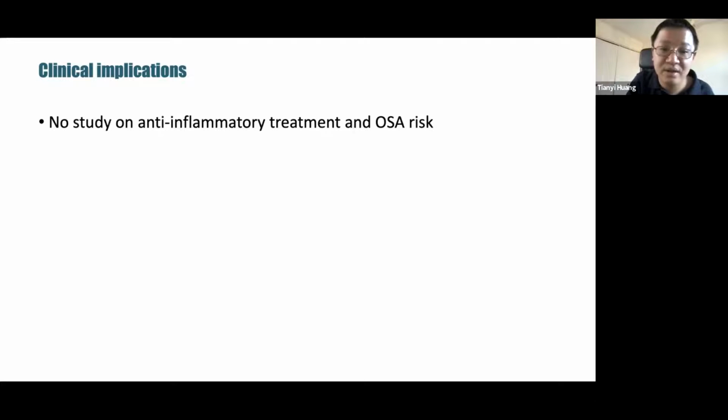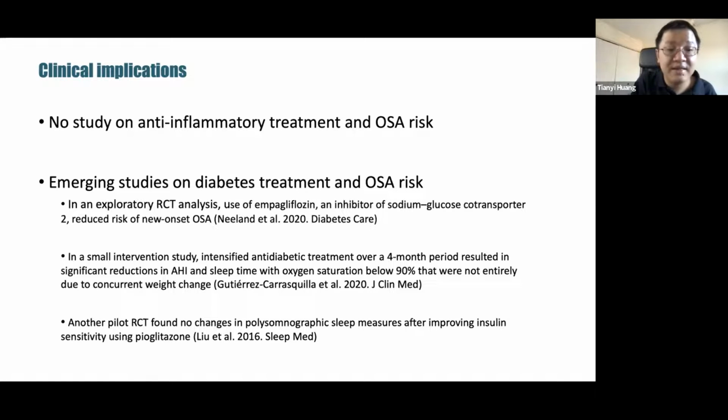So the direct question is whether treating inflammation or treating insulin resistance can prevent or improve sleep apnea. First, I didn't find any studies looking at whether anti-inflammatory treatments can reduce sleep apnea risk. There are several emerging studies evaluating whether diabetes treatments can reduce sleep apnea or its severity. For example, this is a study conducted by the Case Western group. They reported that in an exploratory RCT, use of a sodium-glucose co-transporter inhibitor is not only protective for adverse cardiovascular and renal outcomes, but also reduces risk of new onset sleep apnea.